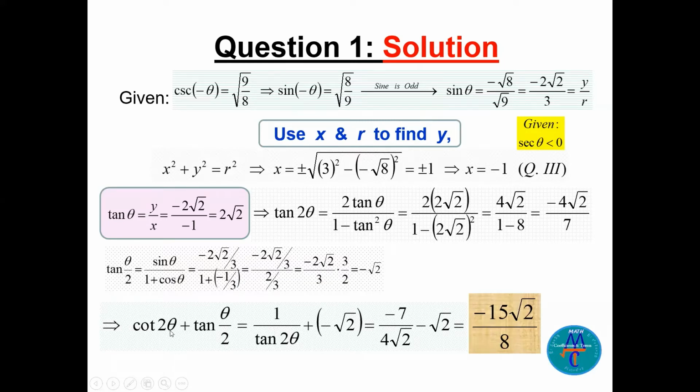So cotan of 2 theta, which is 1 over tan of 2 theta. So we can take tan of 2 theta here and find the reciprocal, minus 7 over 4 square root of 2. And then we add tan of theta over 2, which is minus square root of 2. Also, we need the LCD here, and we need to rationalize. So we will get minus 15 square root of 2 divided by 8.